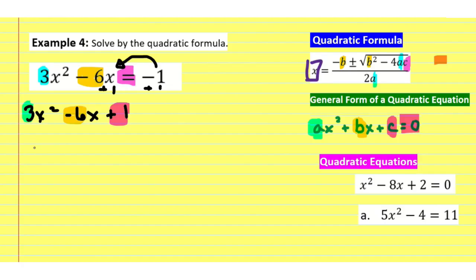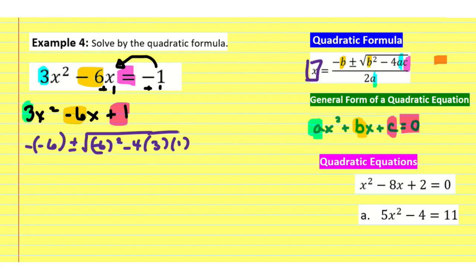Okay, so we're going to have -b. So -b means -(-6). And that's plus or minus the square root of b squared. So it's a -6 squared. And that's going to be minus 4 times the A. Well, the A is the 3. And that's times the C, which is the 1. And then all that is divided by 2 times A. So it's going to be 2 times 3.